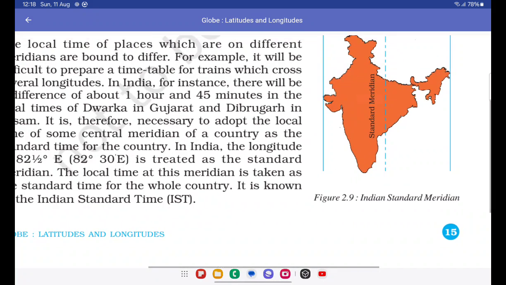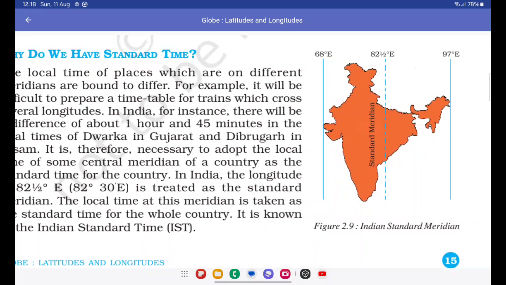So basically, let's imagine that the sun's rays start falling on 68 degrees east, and by the time they reach, let's say, 82 degrees east, it is starting to be dark at 68 degrees east. In this way, each place will set its own time. So our time will be different.